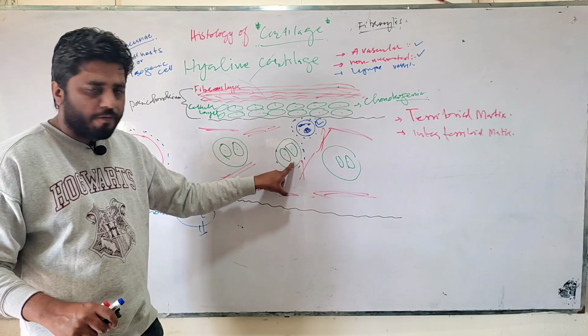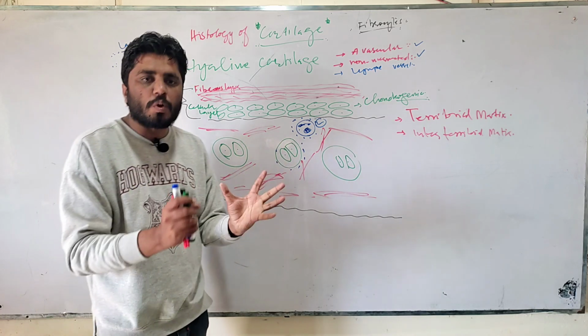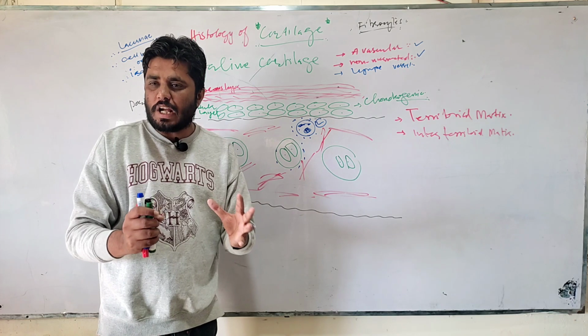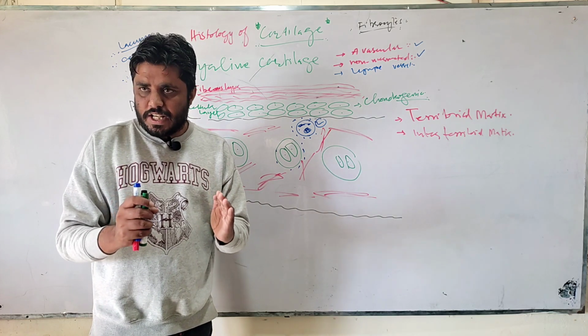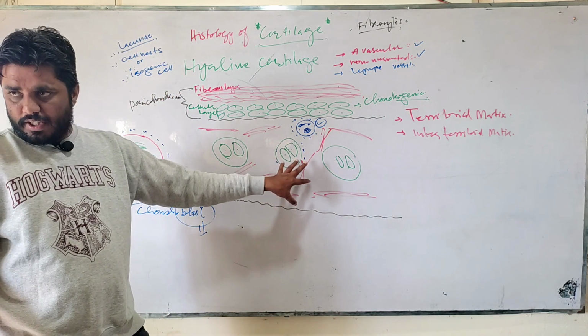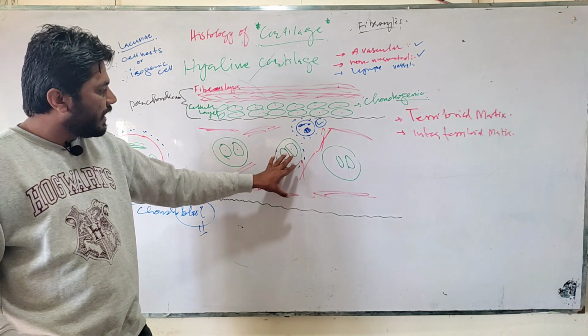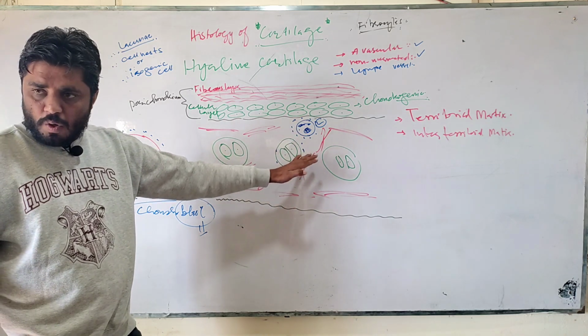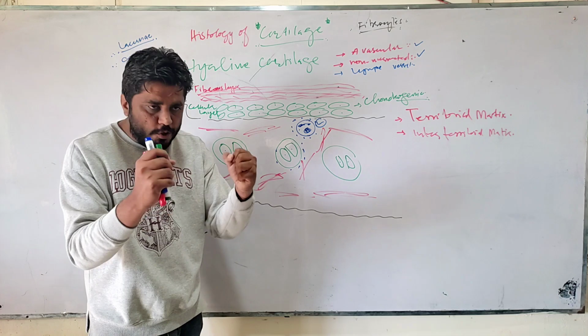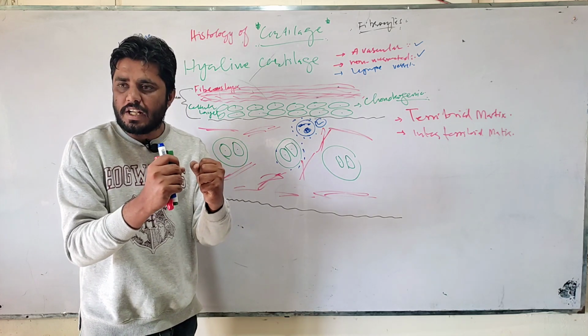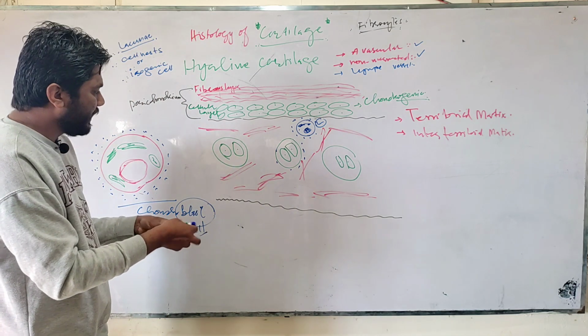Divided into 2, 3 or 4. This area, they are shared together at early stage. So when you look under the microscope, you may find inside the microscope some chondrocytes are together. Some chondrocytes are 2 or 3, maybe like this.